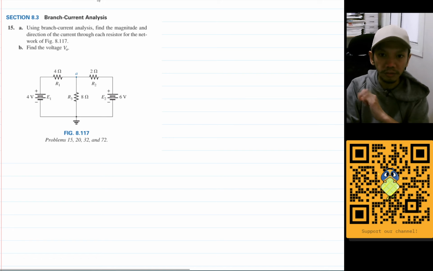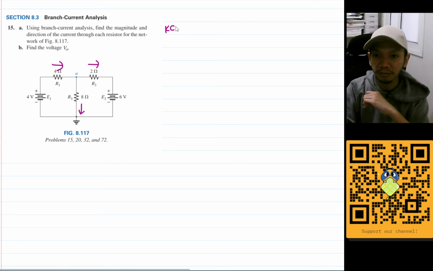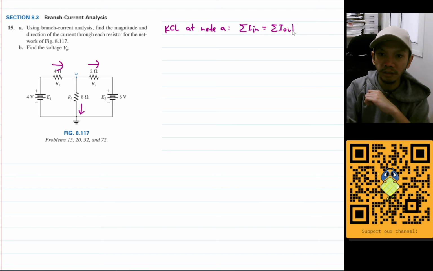Maybe for question A, let's assume the direction of the current first. So maybe I want this going to the right, this also going to the right, and this I want to go down. So now let's do KCL at node A. And KCL says that the sum of the currents that go in will equal the sum of the currents that go out.